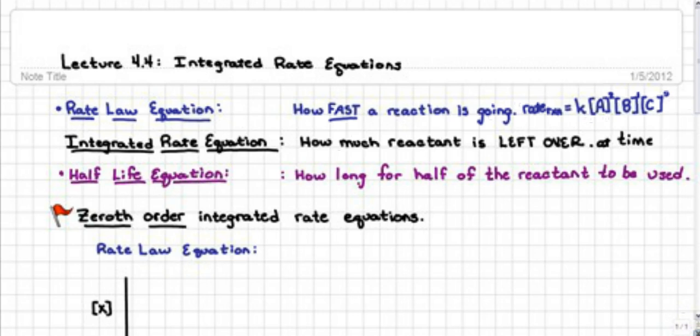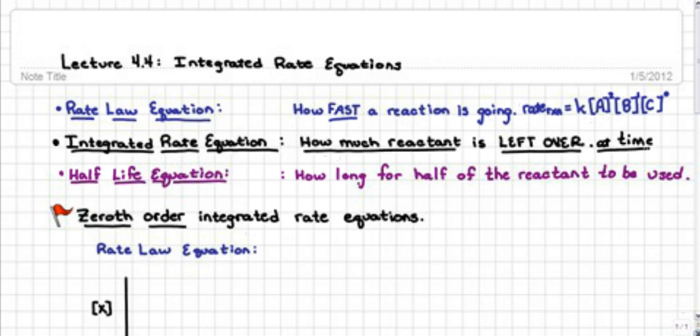Now, in this lecture, what we're going to do is look at something called the integrated rate equation. The integrated rate equation is something different because it answers a very different question. It tells us how much reactant is left over after a certain amount of time. It doesn't tell us anything at all about how fast it takes for us to get there, but it does tell us how much of the reactant is left unreacted after a certain amount of time has passed by.